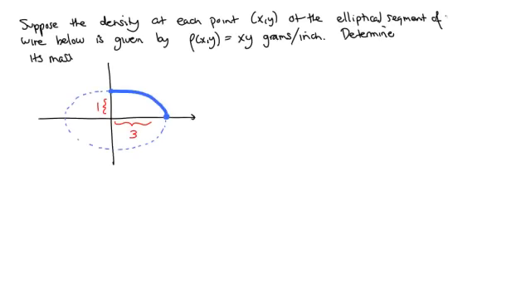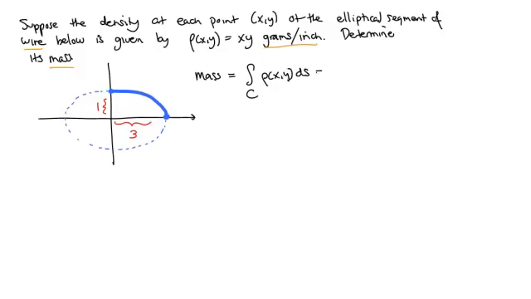Suppose the density at each point xy of the elliptical segment of wire shown below is given by rho of xy equals xy grams per inch. Determine the mass of the wire. Well, so we have a bunch of little buzzwords in this particular problem. We're trying to determine a mass. We have a wire with linear density. That tells me that its mass is simply going to be the line integral over this curve of the density function rho of xy ds.